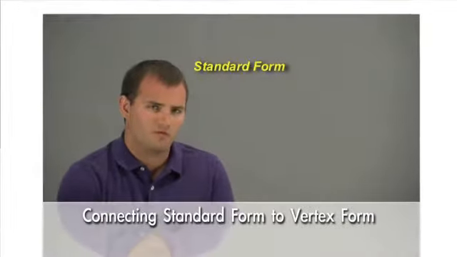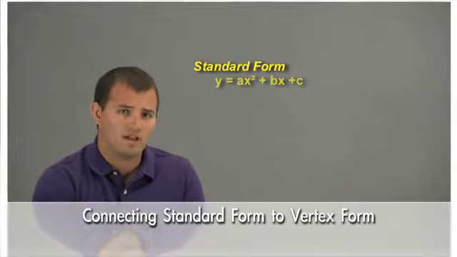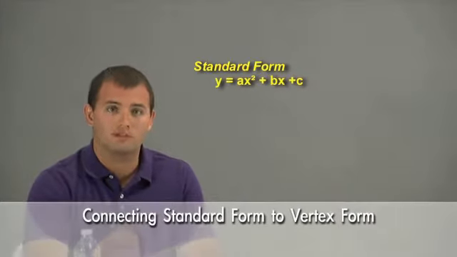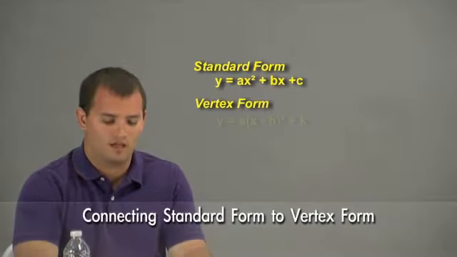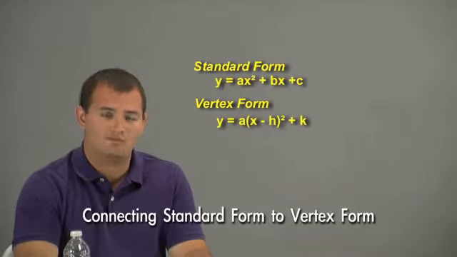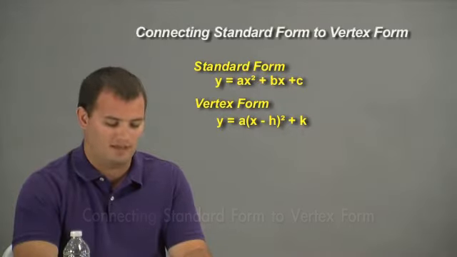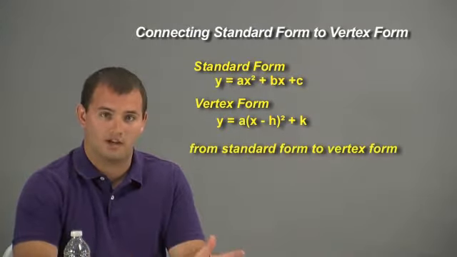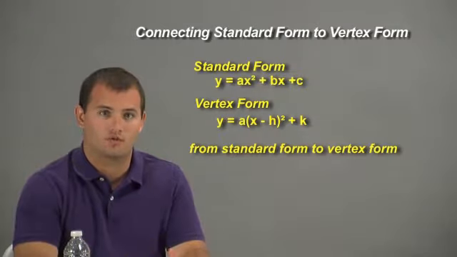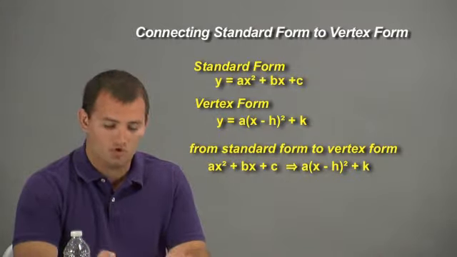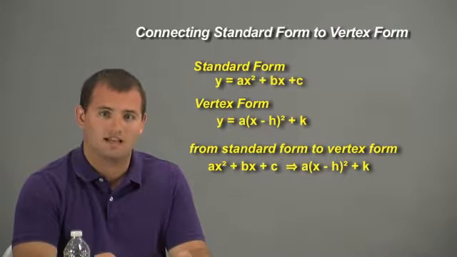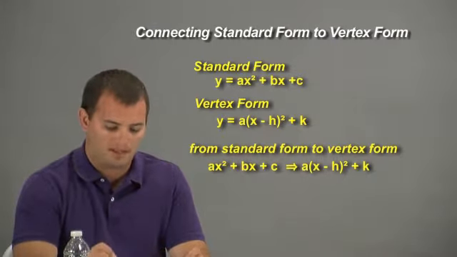The standard form for a quadratic equation is y equals ax squared plus bx plus c. And the vertex form for a quadratic equation is y is equal to a times the quantity x minus h squared plus k. Again, we're trying to get from standard form to vertex form, so we're going to transform ax squared plus bx plus c to a times the quantity x minus h squared plus k.